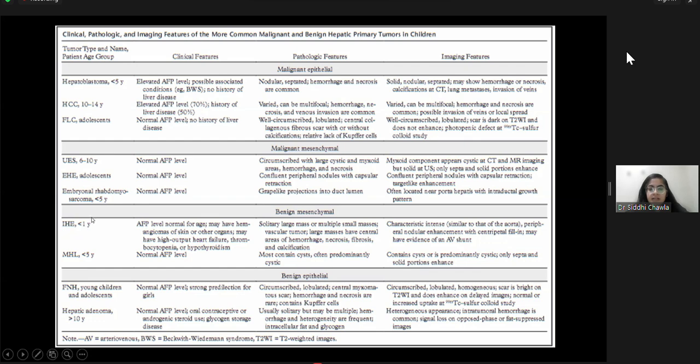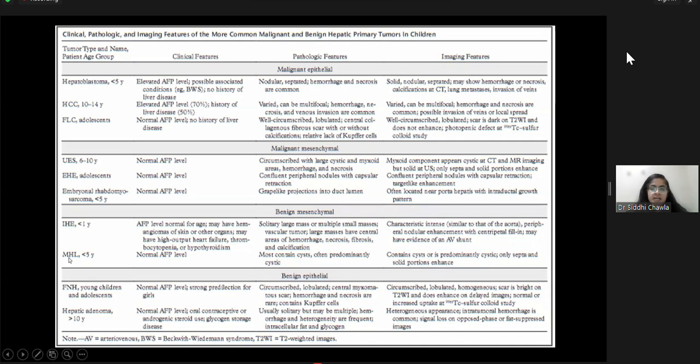Then infantile hepatic hemangioendothelioma, it is separate from epithelioid hemangioendothelioma, and it occurs in less than 1 year of age. AFP levels are normal for age, and patient can present with high output heart failure, thrombocytopenia because of the bleed, and sometimes with hypothyroidism. This is one very important association that you have to know. If the child has hypothyroidism and a liver mass, you have to think in the form of IHE, and if you are suspecting IHE, get the thyroid function test for the patient.